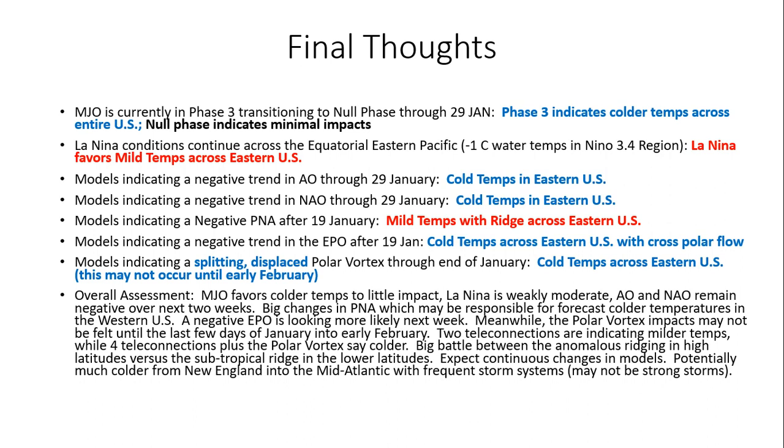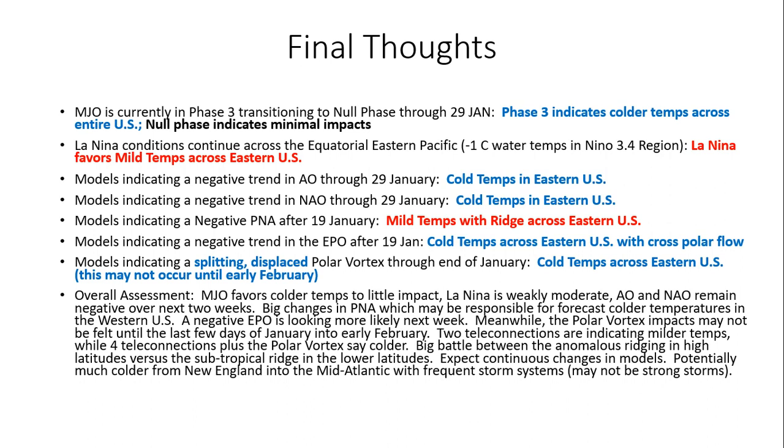Next, the models are indicating that negative trend in the AO, the Arctic oscillation, through 29 January. That would indicate colder temperatures in the eastern U.S. Models are indicating that negative trend in the North Atlantic oscillation, the blocking to continue into Greenland all the way through the 29th of January, and that would indicate colder temperatures in the eastern U.S. Models are indicating a negative Pacific North American pattern, PNA, after 19 January.